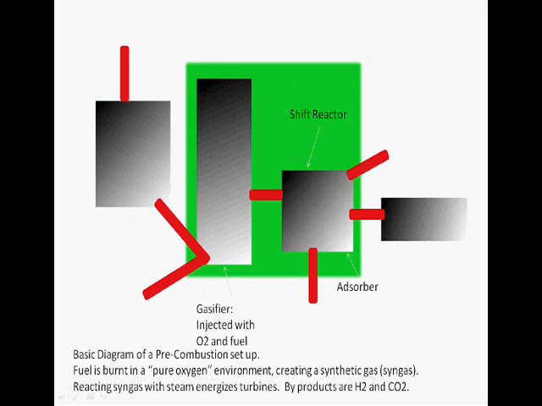This syngas goes over to the shift reactor where it is mixed with steam. This creates hydrogen and carbon dioxide. The carbon dioxide then gets sent to the compressor, which is then used for capturing and storage.